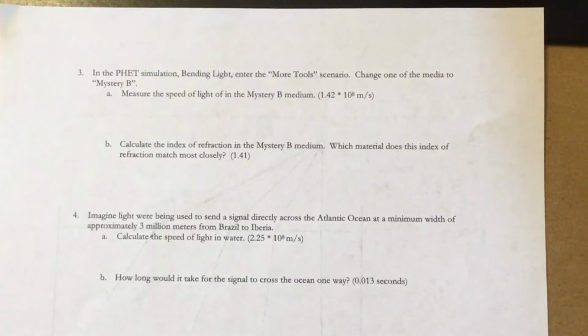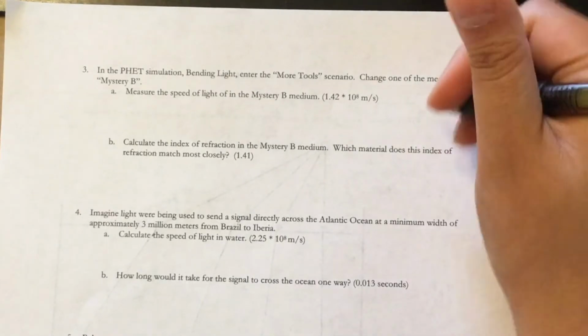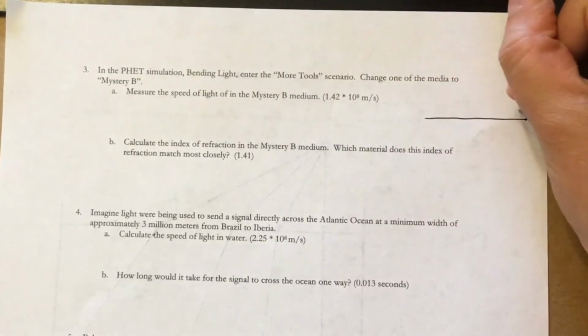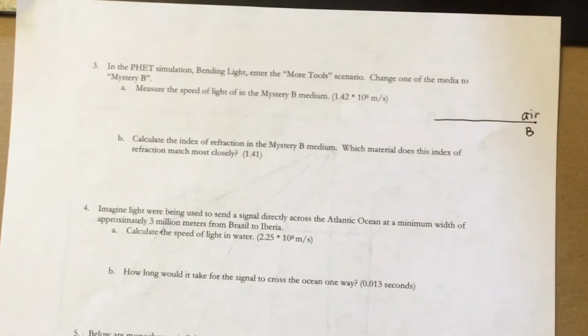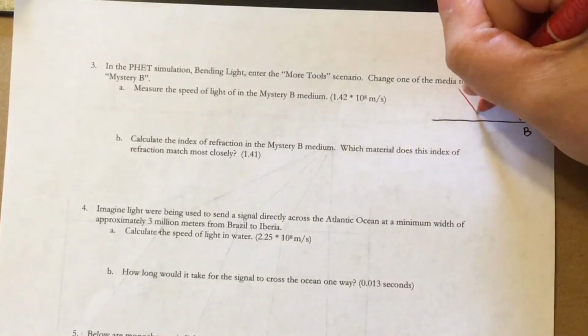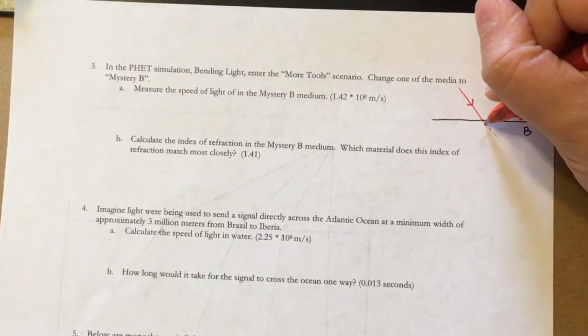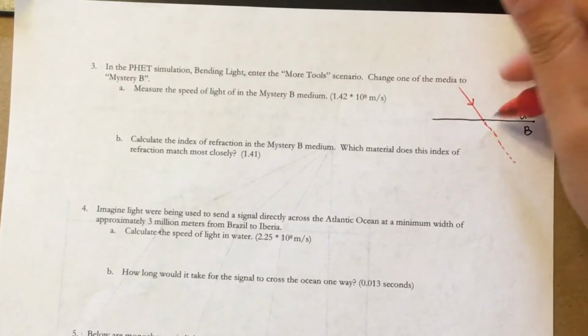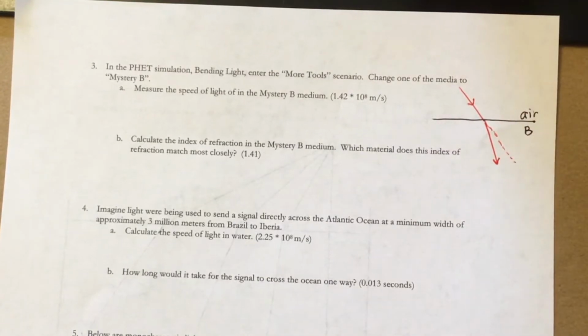For part 3, open up the PhET simulation bending light again. Make sure you change the media to mystery B. So it should look something like this at this point. You're going from air to an unknown material B. And as your red light travels from air to B, it bends. In air, its path would have been here, but it bends towards the normal line, making a smaller angle.